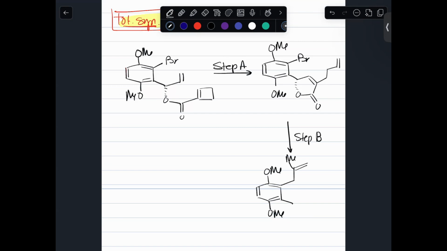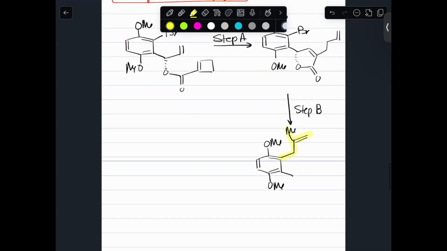And not only the introduction of the alkene group, but the formation of my epoxide, which you learned in second semester organic chemistry. And then finally, step C, your natural product, clavilactone.